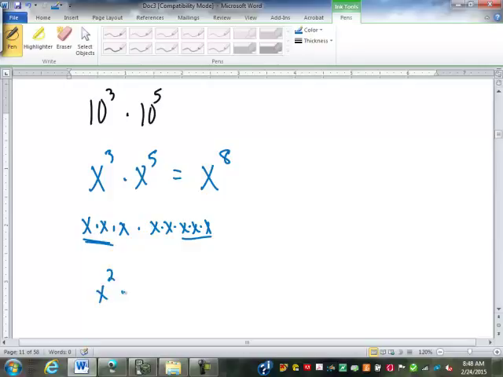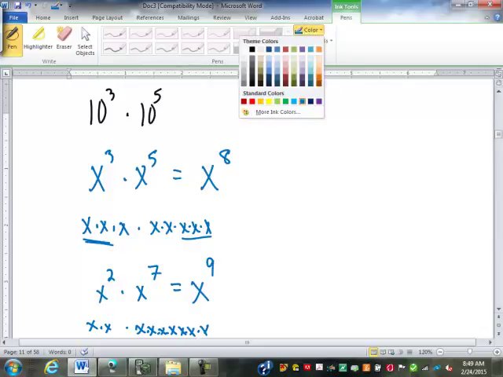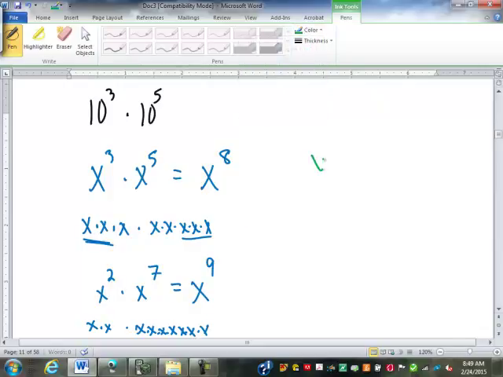I have x to the 2nd times x to the 7th. This is 2 x's. This is 7. How many total x's do I have multiplied together right now? 9. X to the 9th. Good. So the shortcut we're finding is 3 plus 5 is 8. 2 plus 7 is 9.